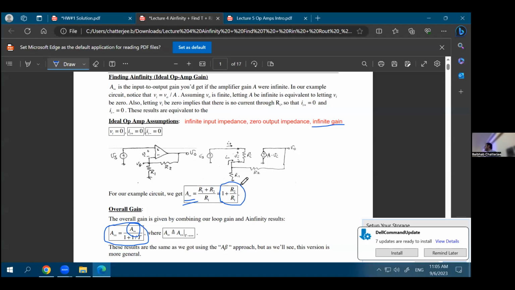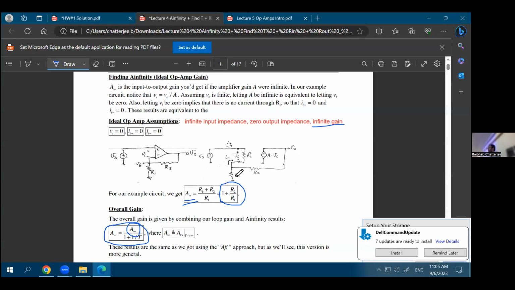And this is called a non-inverting op-amp configuration because you're applying this Vs voltage to the non-inverting input of the op-amp. You're applying it to the positive terminal. There is also another configuration which we'll learn later in today's class, called the inverting op-amp configuration, where we apply the input to the inverting terminal. But this one is called a non-inverting op-amp configuration.